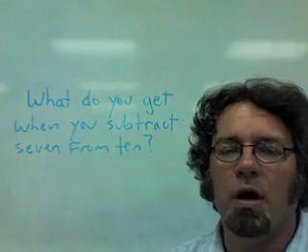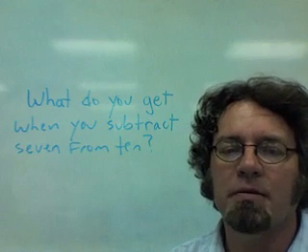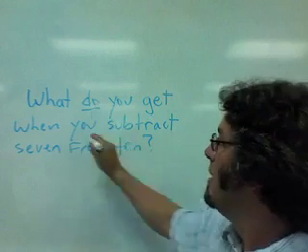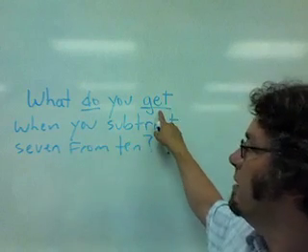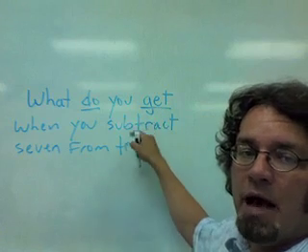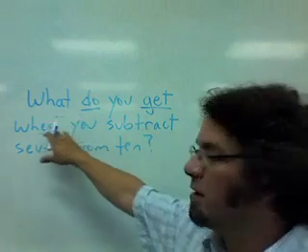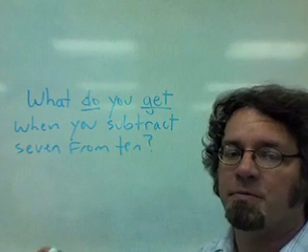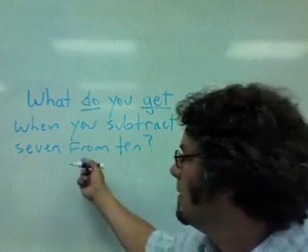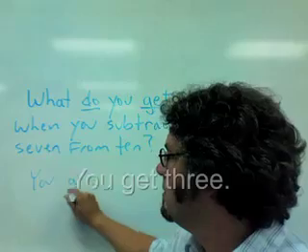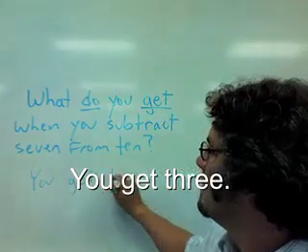What do you get when you subtract 7 from 10? This is in the present tense. The main verb in the question is get. What do you get? And then the second part of the question, when you subtract 7 from 10. And the answer is you get 3.